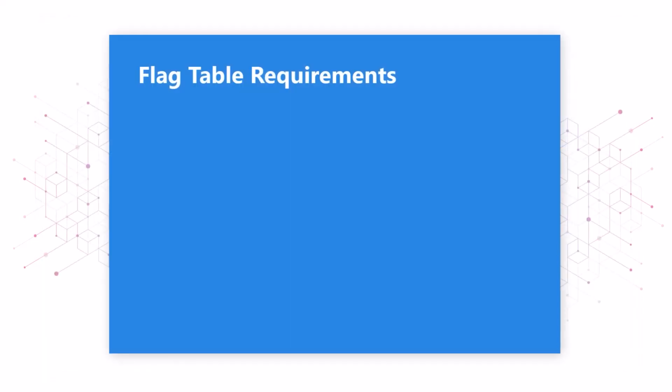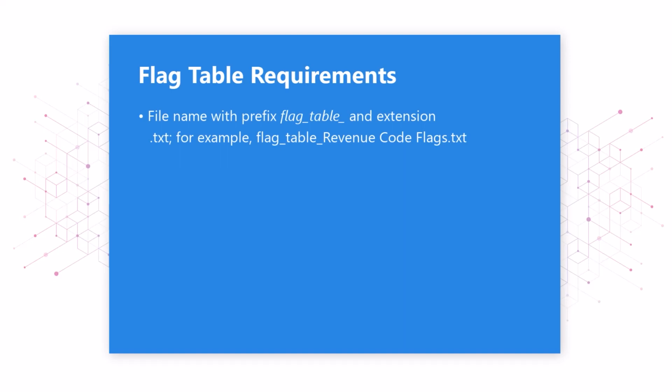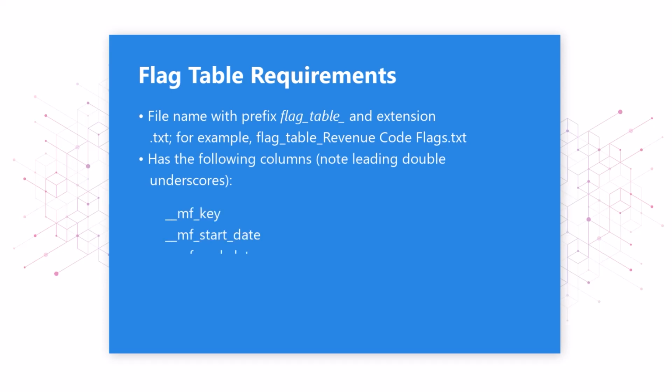A flag table has the following requirements. Has a file name with the prefix flag_table_ and the extension .txt. For example, flag_table_revenue code flags.txt. Has the following columns. Is tab delimited and is located in the same directory that contains the factory file.